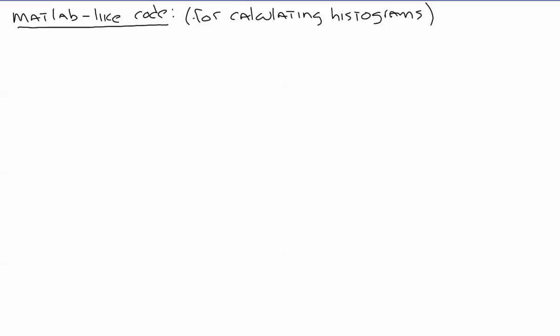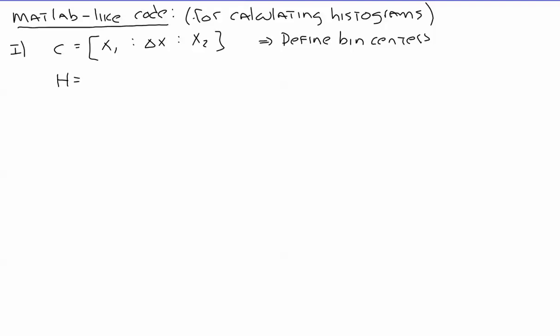If I can calculate the histograms, my life is pretty simple. All right. I've got two different ways to do this. First thing I can do is define my bin centers up front. So in this case, I'm going to define my bin centers, and then I'm going to let Matlab calculate my histogram.